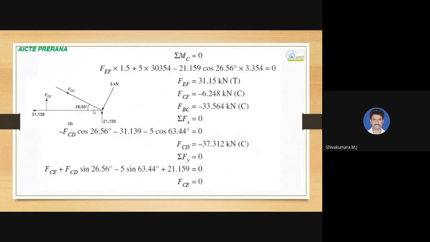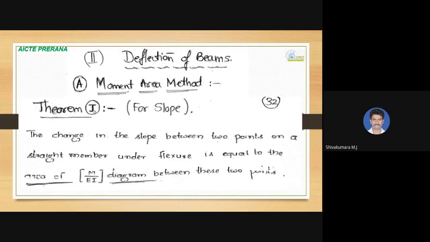So that is all about the method of joints and the method of section, how to analyze the trusses and determine the unknown axial forces. Next, we come to the analysis of beams. How do we determine the deflection and rotation in beams? One simple method we have is the moment area method. We can easily determine the deflections in the beams. We have two theorems in this method.